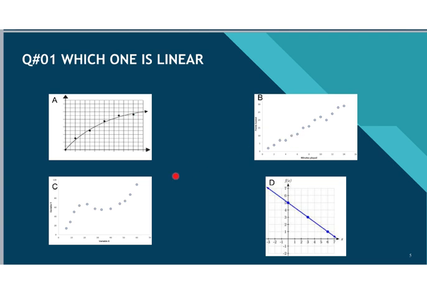Which one of the examples below, A, B, C, or D, are linear? We know that D is linear as there's a straight line going through the graph with no curves.